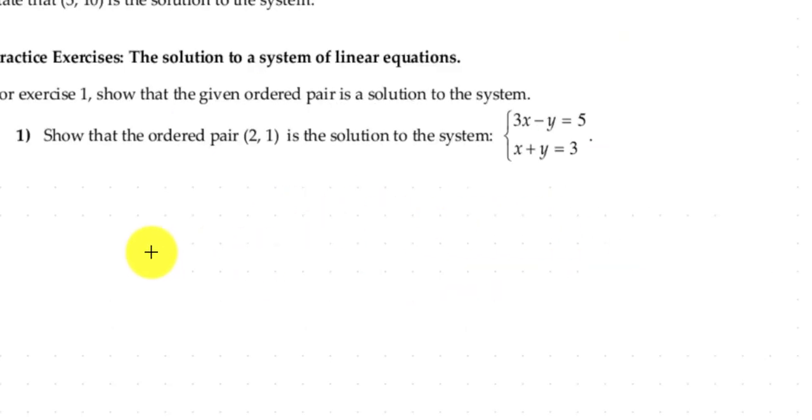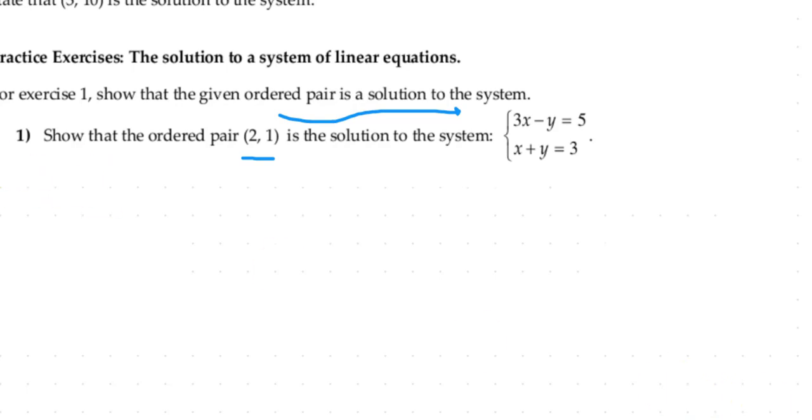So now let's look at a practice exercise. Show that the ordered pair 2, 1 is a solution to this system. Maybe pause the video and work on it to see if it works. Does 2, 1 satisfy both equations? Okay, I'm going to try it.